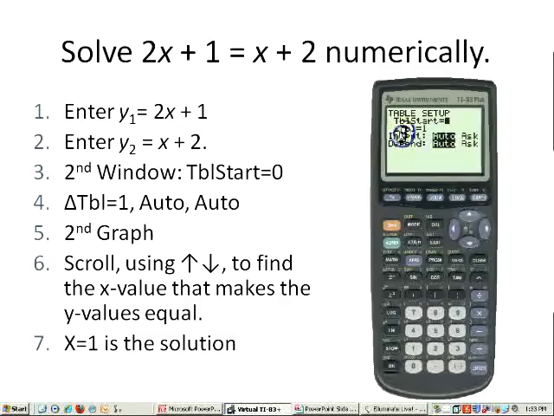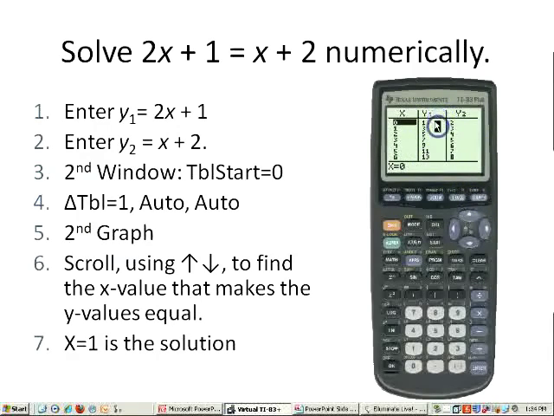We want to start with this next row, delta table. That means the change in your table, how your x increments from one row to the next. We want that to be 1. Then we want independent and dependent to both say auto, so that the table will fill itself in automatically. To go to the table, it's under the graph key, so we do second graph, and you'll see the table.